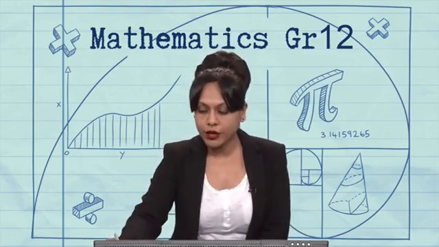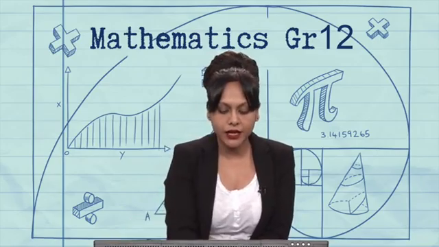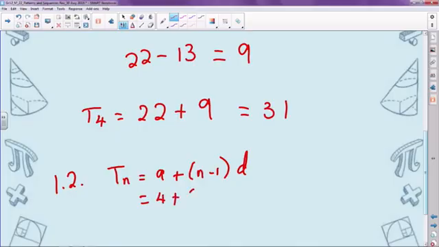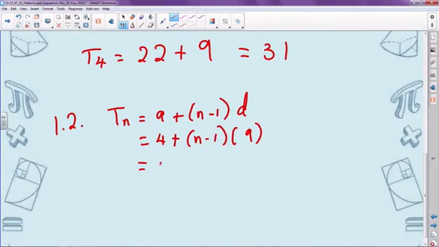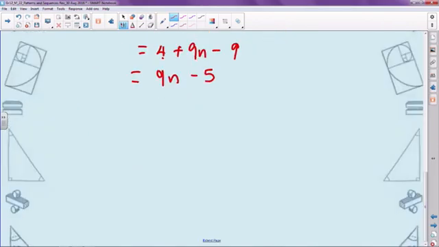So all we're going to do here is substitute our value of A, which is 4, plus n minus 1. We don't put anything in for n because we're just looking at the general term. And then our constant difference was 9. Let's simplify that. I get 4 plus, multiplying the 9 into the bracket, plus 9n minus 9. If I simplify further, 4 minus 9 is minus 5. So therefore my general term is 9n minus 5.